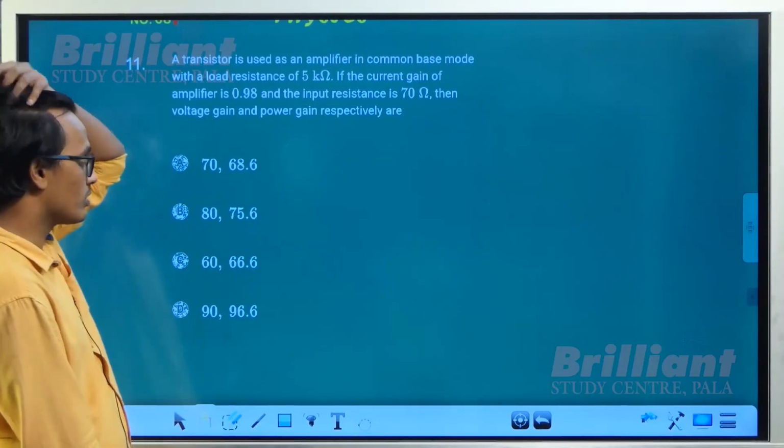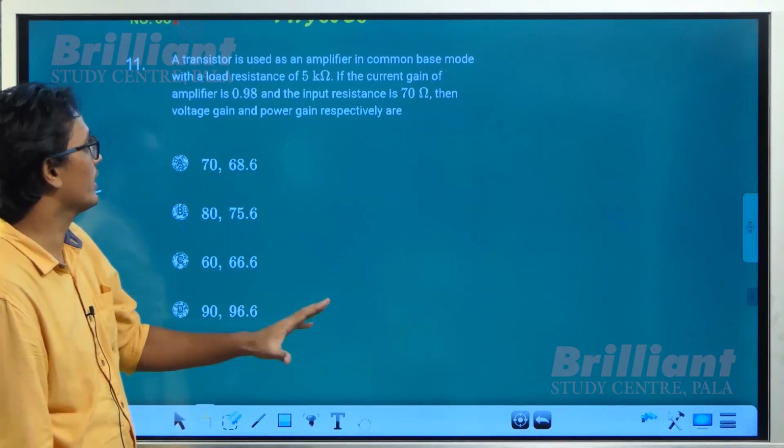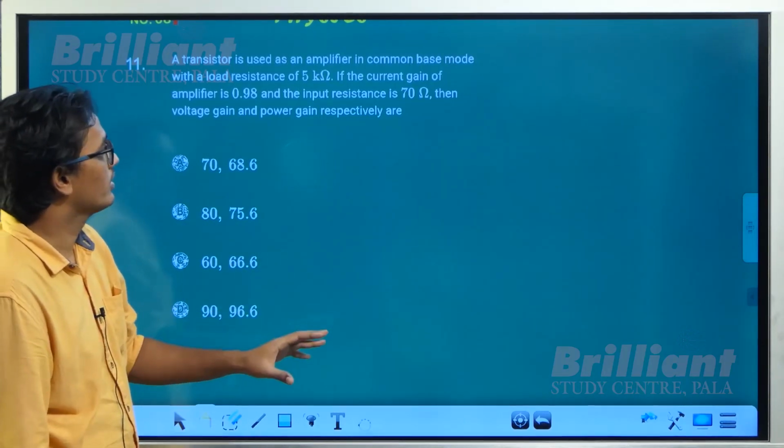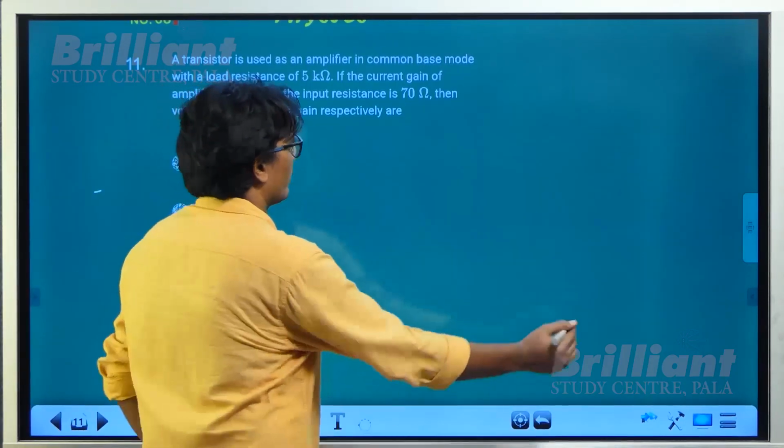Next, a transistor used as an amplifier in common base mode with a load resistance of 5 kilo ohm. If the current gain is this, input resistance is this, then voltage gain. Again we have formula.